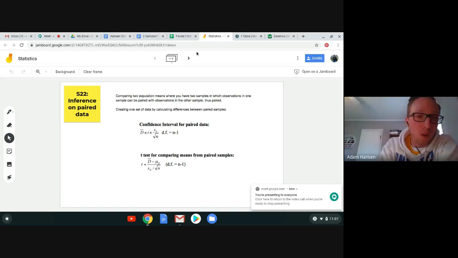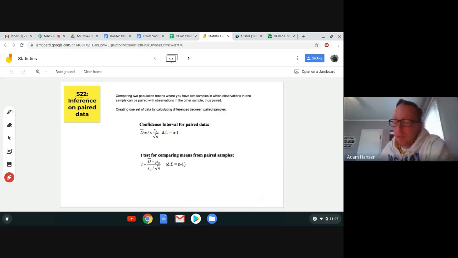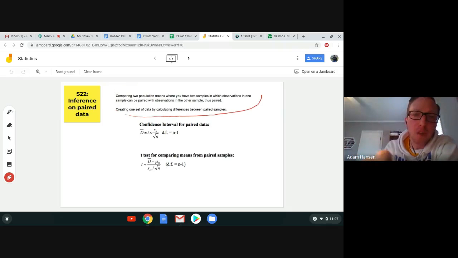All right, so looking at inference on paired data. Paired data is different than two means hypothesis testing and confidence intervals because rather than sampling from two different populations, I'm sampling the same population twice. And we're creating inference for differences in those two paired samples. I'm taking two sets of data and making it into one set of paired differences and conducting statistical inference from there. Kind of what this little text box up here talks about.